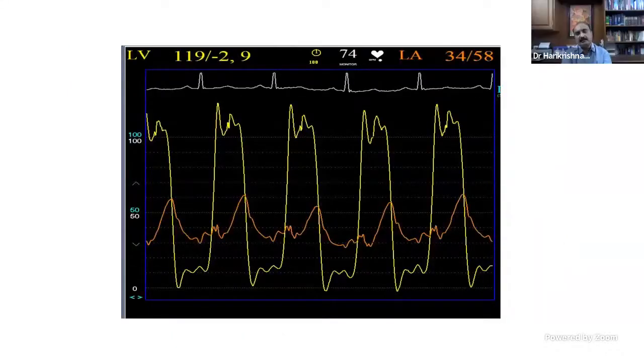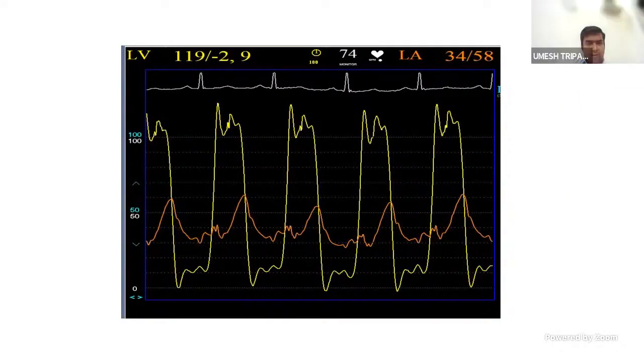Okay, what is this tracing again? So this is a simultaneous LV and LA tracing. Okay.